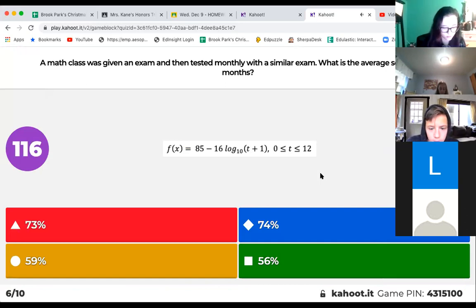So here's the function that you want to use. A math class was given an exam and then tested monthly with a similar exam. What is the average score after 5 months? So time here is in months. Our function represents the percentage on that math test after 5 months.